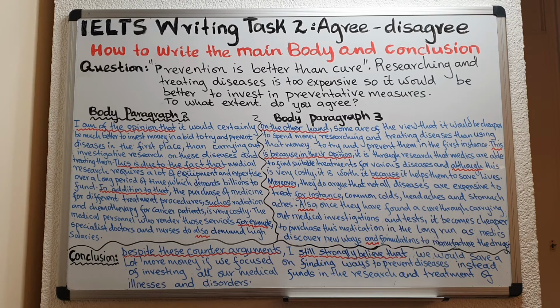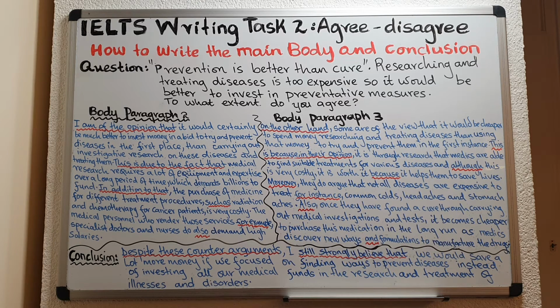So in body paragraph 2, I am going to agree with it because in my introduction, I made it very clear that I agree with this statement. So I'm going to give some points to prove that. I'm going to begin body paragraph 2 by saying, I am of the opinion that, because remember I've been asked to what extent do I agree. I am of the opinion that it would certainly be much better to invest money in a bid to try and prevent diseases in the first place than carrying out investigative research on these diseases and treating them.